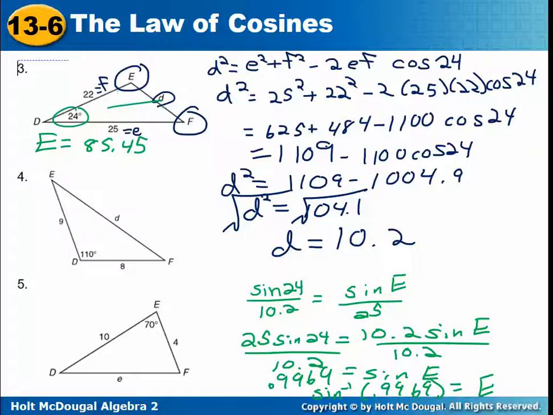Now all we have to do is find angle F, which we can do by subtracting the angles that are known from 180. So that's the easiest part, that last step of taking 180 minus 24 minus 85.45. So 70.55 would be angle F. Measure of angle F is 70.55 degrees. So there we go. Now the directions will tell you to pick certain ones of these. You don't have to do all of them. So you can pick number 3 that we just did, and then you'll have another one to do on your own as well.